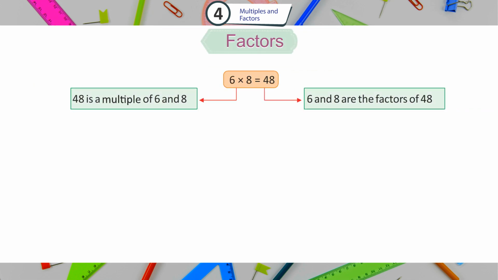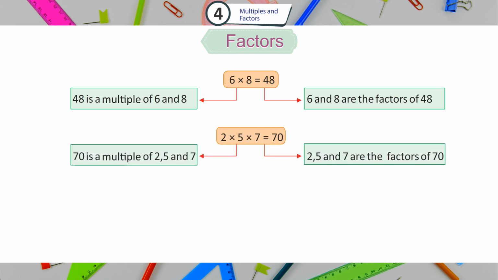Factors. 6 into 8 is equal to 48. 48 is a multiple of 6 and 8. 6 and 8 are the factors of 48. 2 into 5 into 7 is equal to 70. 70 is a multiple of 2, 5, and 7. 2, 5, and 7 are the factors of 70.